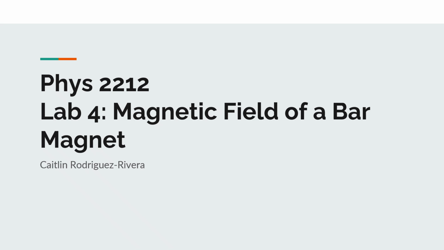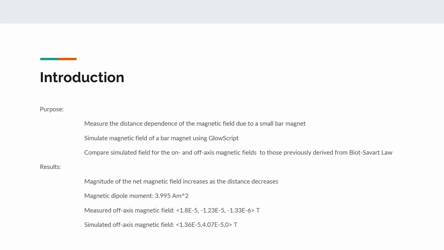Hello, this is my Physics 2212 Lab 4, magnetic field of a bar magnet. The purpose of this experiment is to measure the distance dependence of the magnetic field due to a small bar magnet and simulate the magnetic field of the bar magnet using GlowScript before comparing the simulated field to those previously derived using the Biot-Savart law.